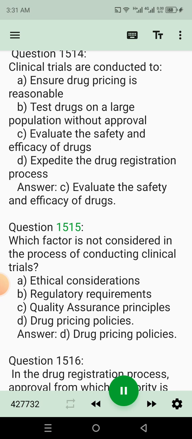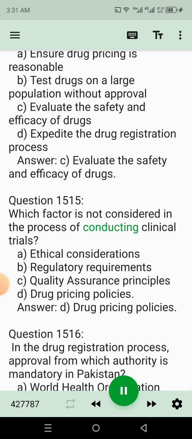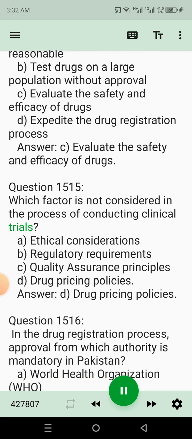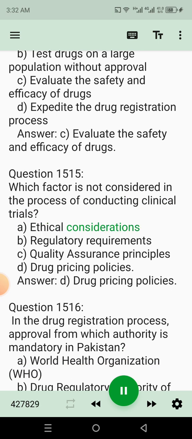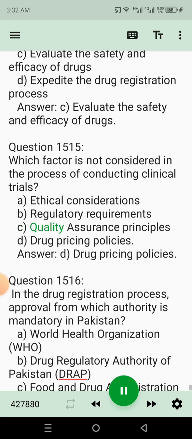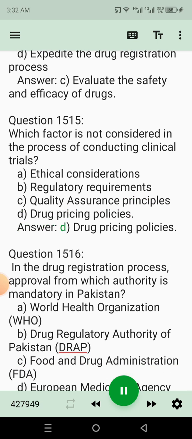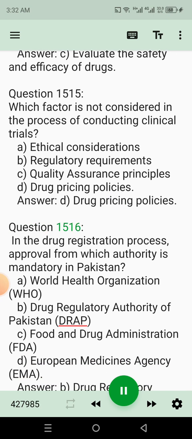Question 1515. Which factor is not considered in the process of conducting clinical trials? A. Ethical considerations. B. Regulatory requirements. C. Quality assurance principles. D. Drug pricing policies. Answer. D. Drug pricing policies.